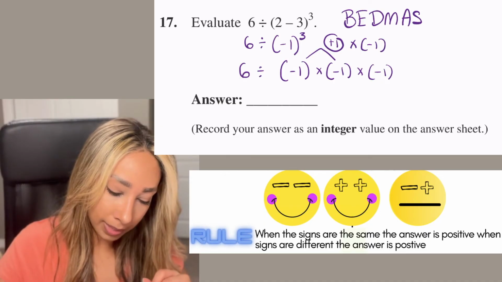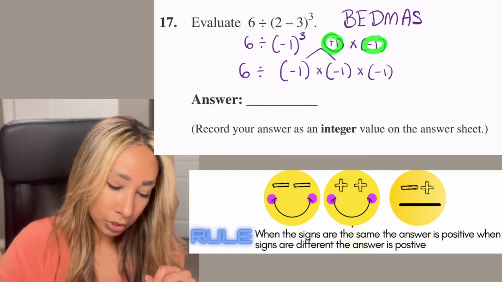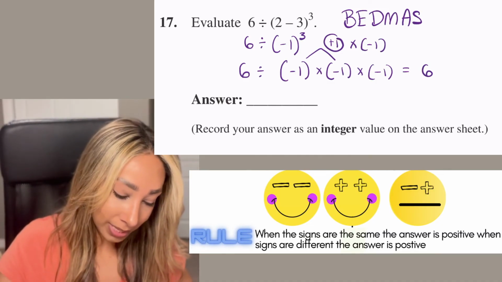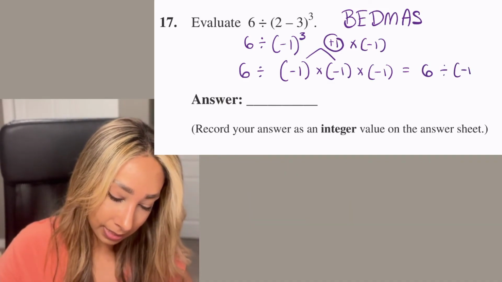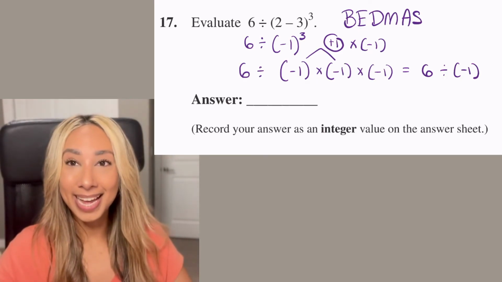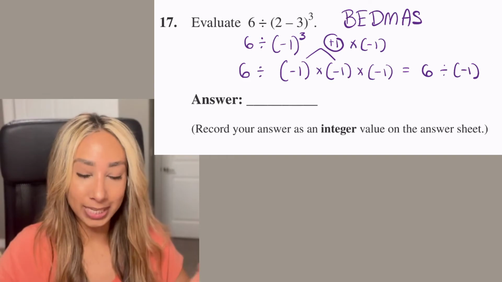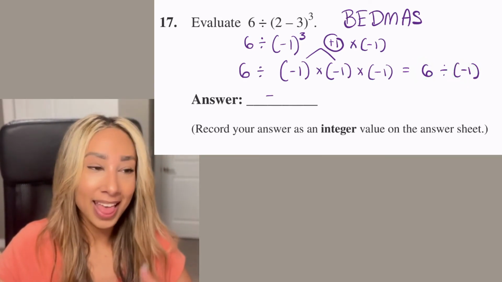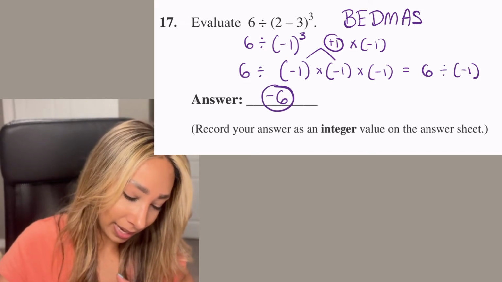And then we're multiplying that by negative 1. So positive times a negative, well, that's going to give me a negative. So this is going to simplify to 6 divided by negative 1. All right, well, 6 divided by 1 will always just be the number 6. But because it's a positive 6 divided by a negative, that final answer will give me negative 6.